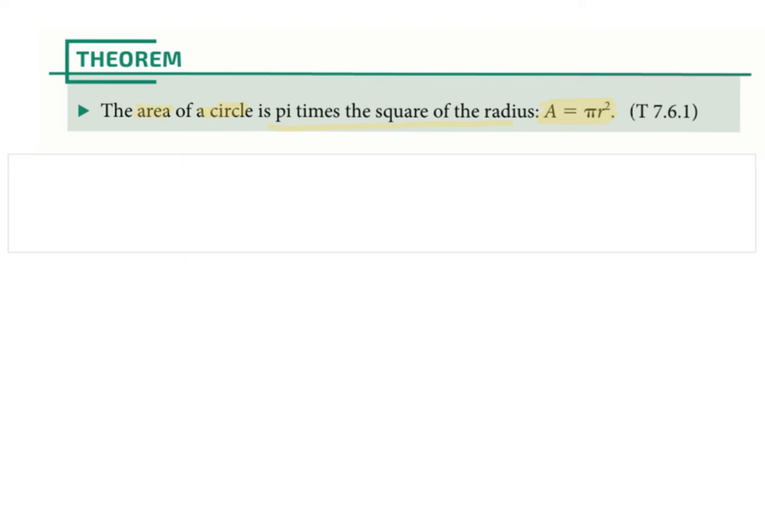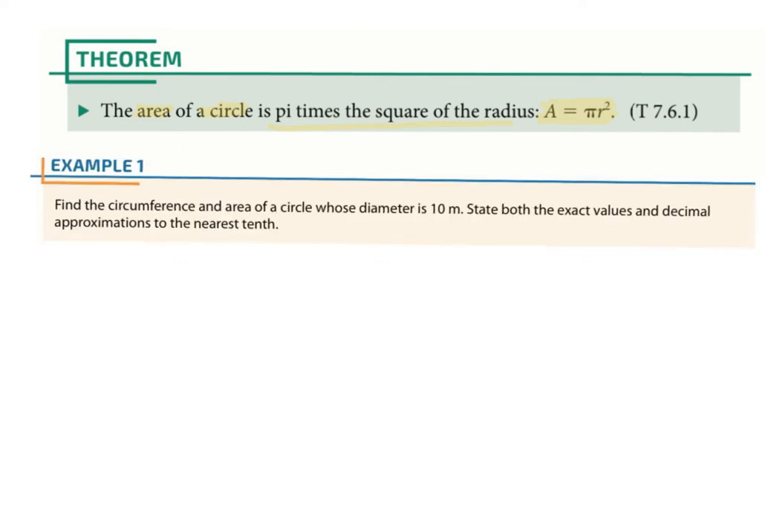So let's look at this first example. Find the circumference and area of a circle whose diameter is 10 meters. State both the exact value and the decimal approximations to the nearest tenth. So now when they say exact value, when we're talking about a circle, what they mean by exact is leave pi in your answer. If they say round to the nearest whatever, then they want you to plug pi into your calculator. I will say I don't want you to use 3.14.